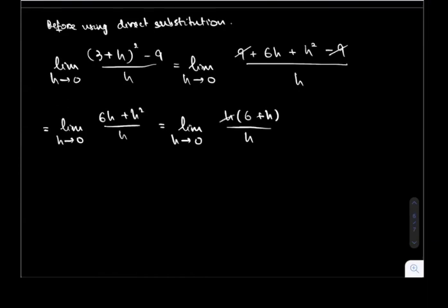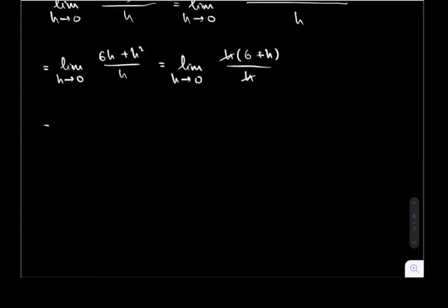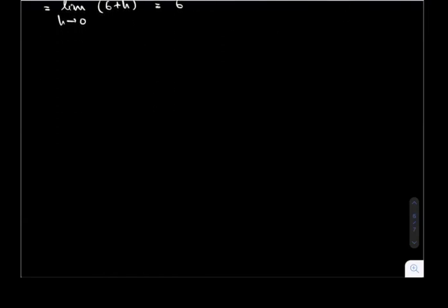Now you can cancel out the h. You're left with the limit as h approaches 0 of 6 plus h, or 6 for the answer. Let's move on to another example. Evaluate this limit: the square root of t squared plus 9 minus 3, divided by t squared, as t approaches 0.